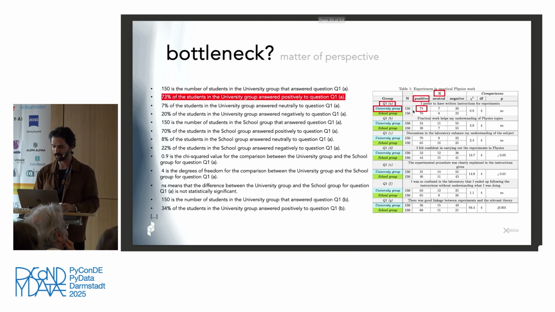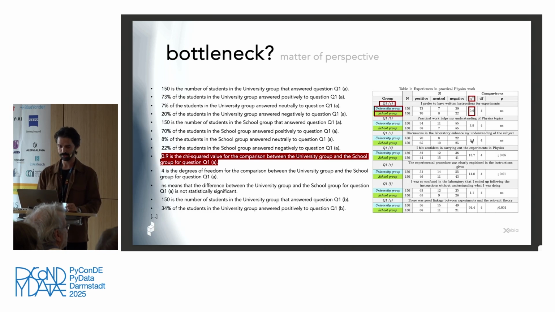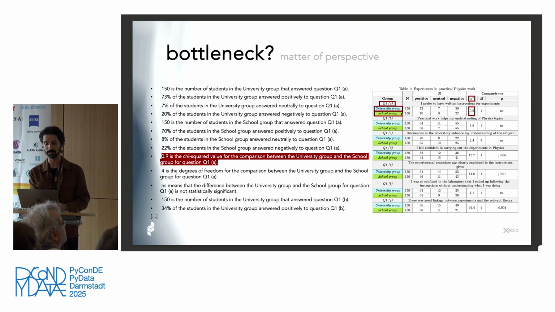Let's go to something less boring. 73. Look at how the LLM explores around. So 73% of the students in the university group answered positively to question Q1A. It's dancing around, right? And it takes into account that the header, this merged cell, covers all those 3 columns and so on. And we can keep going. I mean, 0.9 as the chi-squared value for the comparison between university group and the school group for question Q1A. It figured out that there's a comparison. It's a merged cell, and it figured out that it's about statistics because there's chi-squared in here, and so on.